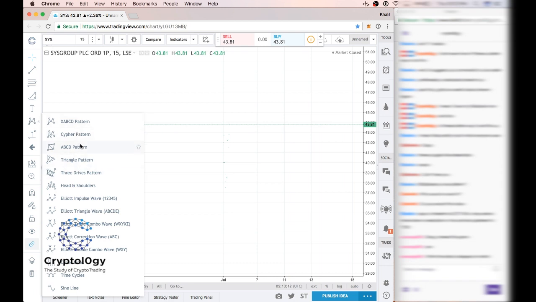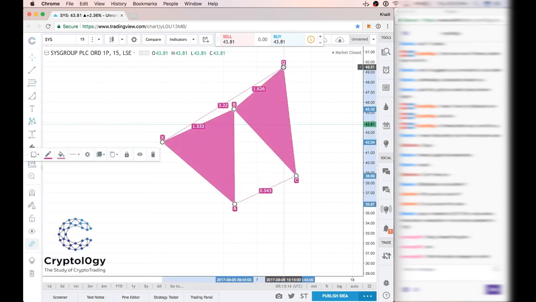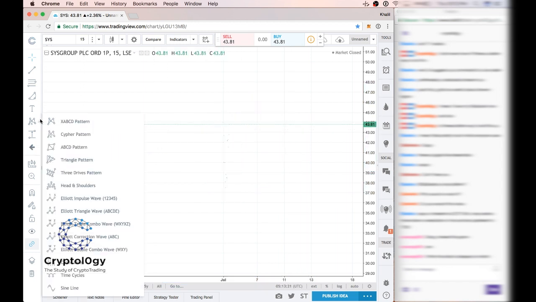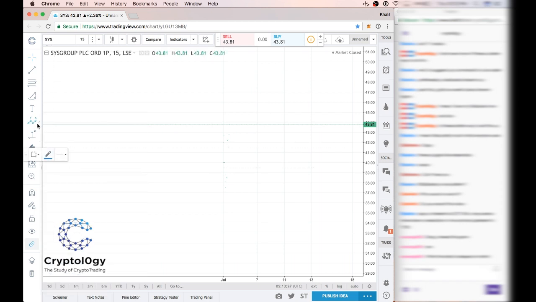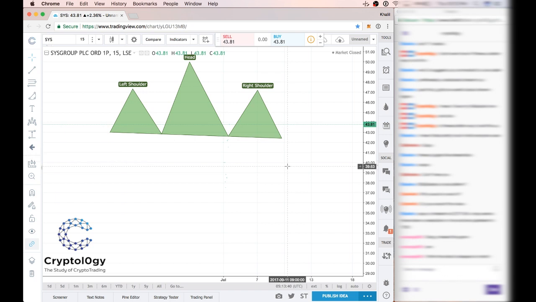Never really use a lot of these. Same thing, but cipher. That's XABC. What else? Head and shoulders. Oops. Head and shoulders. Draw the head, left shoulder. There we go. Inverse head and shoulders.